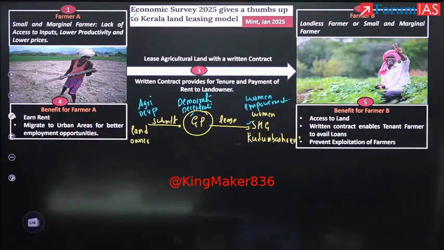समझ में आया सबको? Just remember one thing, that in case of Kerala, the land bank is nothing but Gram Panchayat.